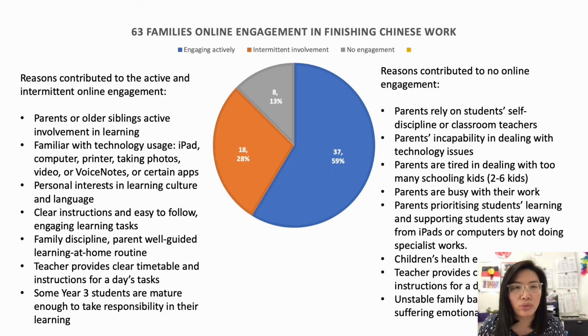Among these 63 families I interviewed online or face-to-face during the lockdown in 2021, 37 families were actively engaged in online Chinese learning. 18 families interacted with the teachers online intermittently. There were 8 families who basically had no access to online Chinese learning.